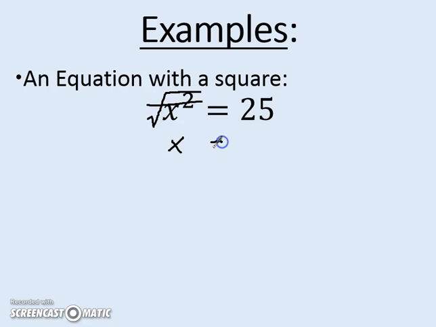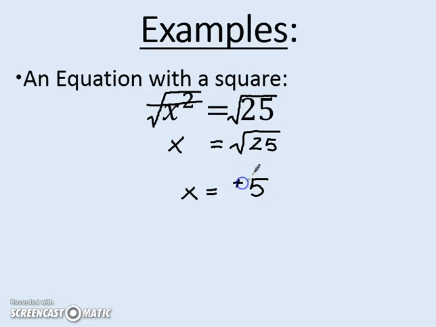Now, a rule of equations is if you want to keep the two sides equal to each other, if you square root one side, you must square root the other. So x is equal to the square root of 25. Now, most times when we square root 25, we know that the answer is 5, which means positive 5.